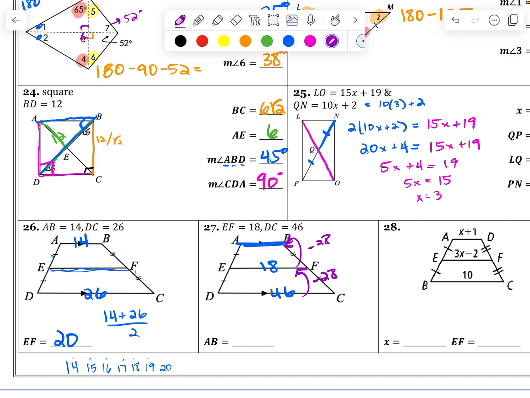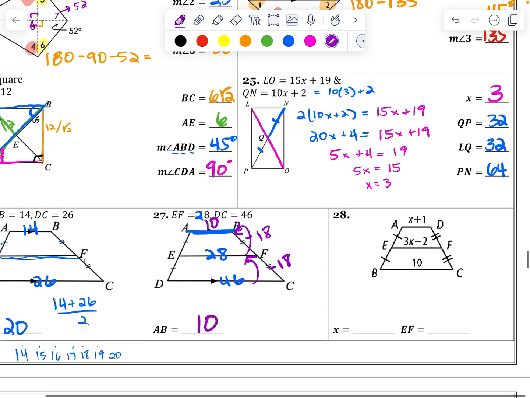Ooh, EF can't equal 18. EF is 28. There's my problem. I was like, that's too far. We got a negative leg. So let's see. That is 46 minus 28. That is minus 18. Now this will work. So that just becomes a 10. You could have also used algebra, but yeah, 18 does not work. So if you tried that, sorry, you got a negative.